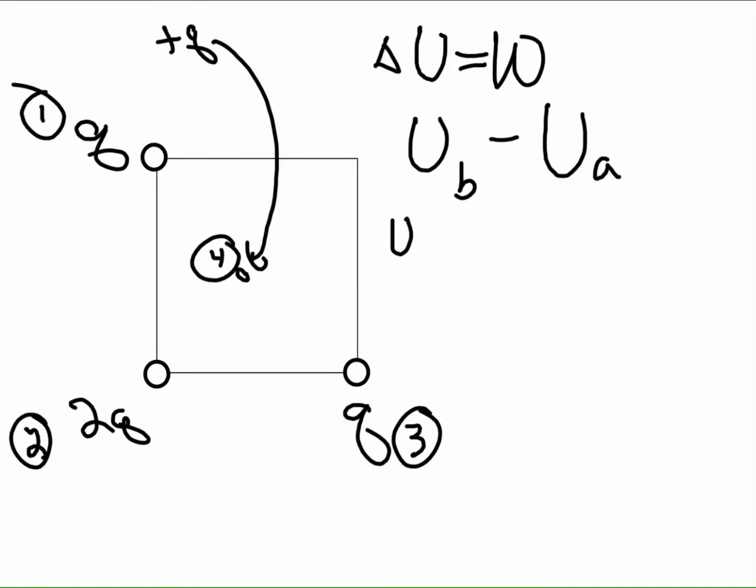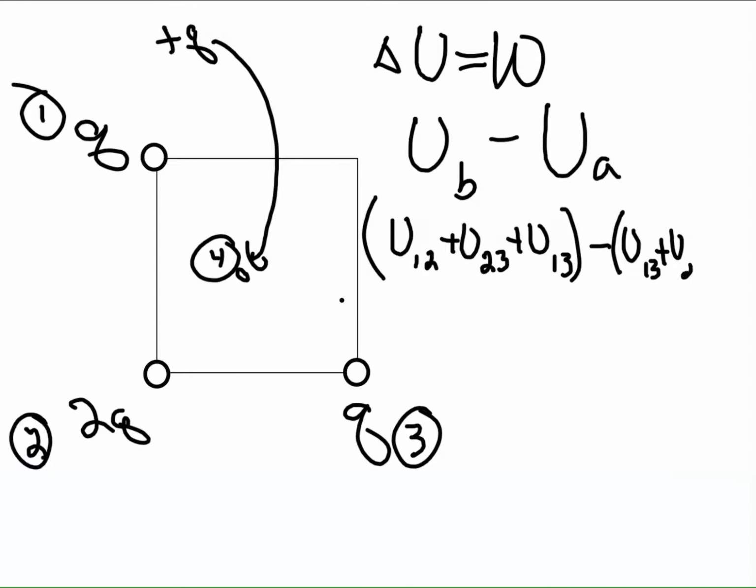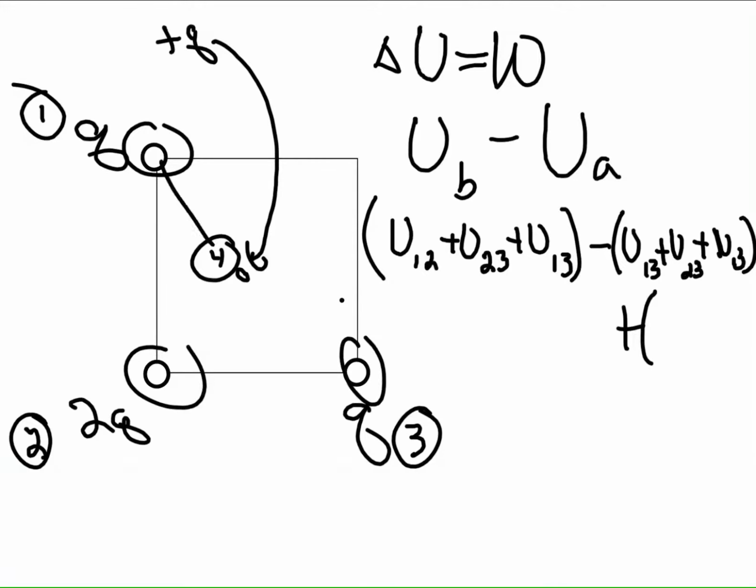Beforehand, we had U of 1 on 2, U of 2 on 3, and U of 1 on 3. Now, afterwards, we have all of those guys still, combined with all of these guys who are already here and their energy interaction with the new guy. So we have U of 1 on 4, U of 2 on 4, and U of 3 on 4.